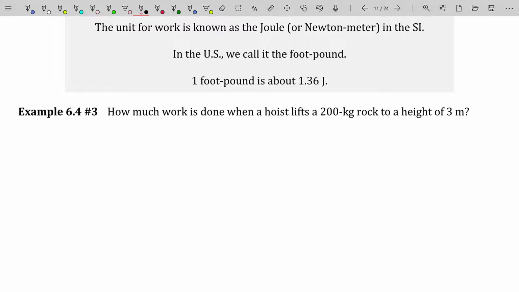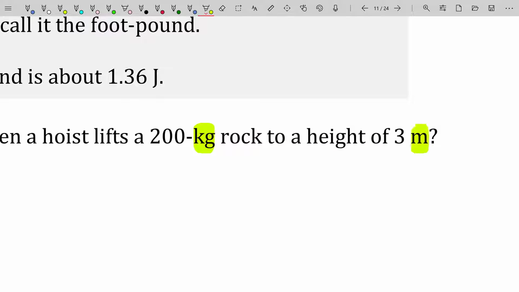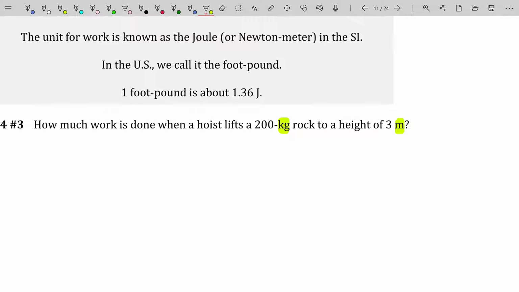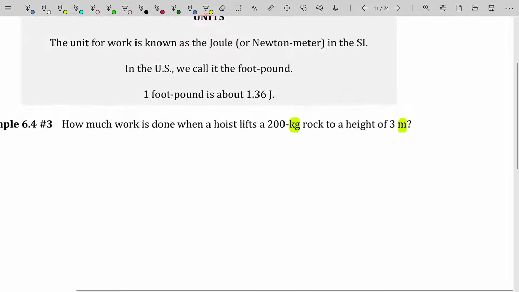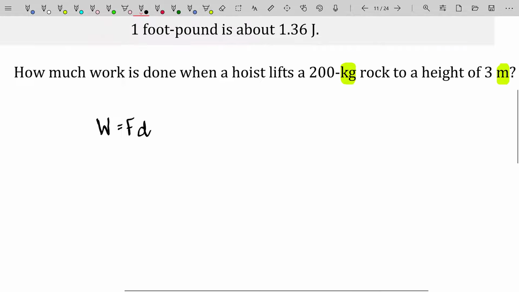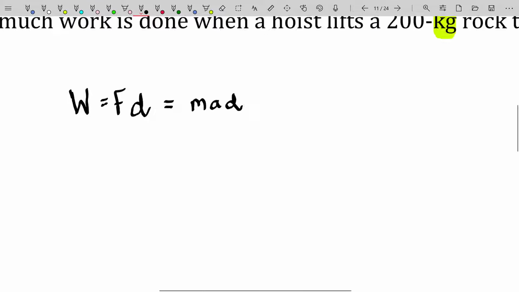height of 3 meters? Well, the fact that they tell us it's in kilograms and they give us the distance in meters, we know we're in the metric system. Not only that, but they've given us everything in very nice units. And since work is force acting through a distance, well, the force in the metric system requires us to include gravity, right? Because force is mass times acceleration, and then we're multiplying by distance. Kind of funny, it looks like mad, doesn't it?